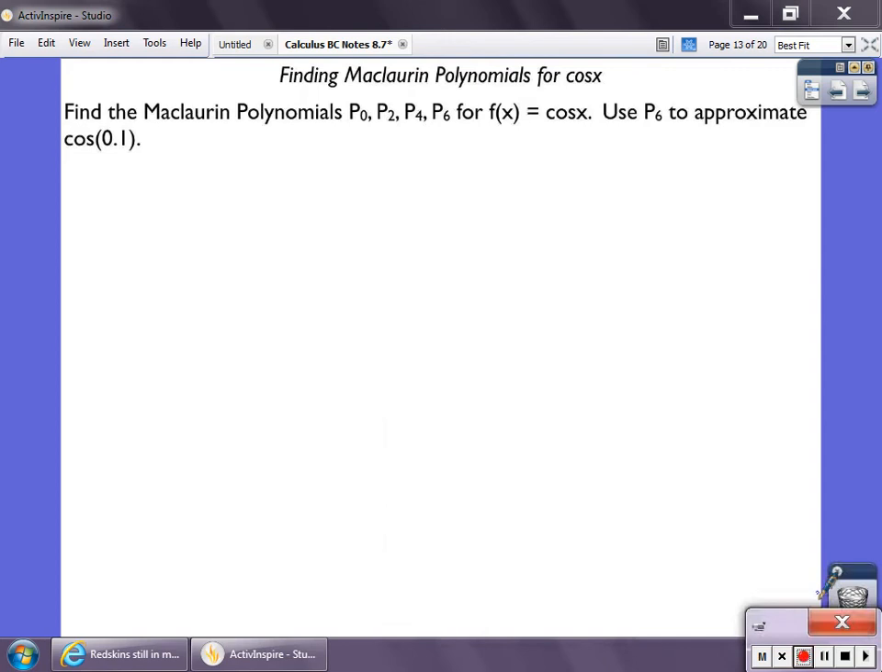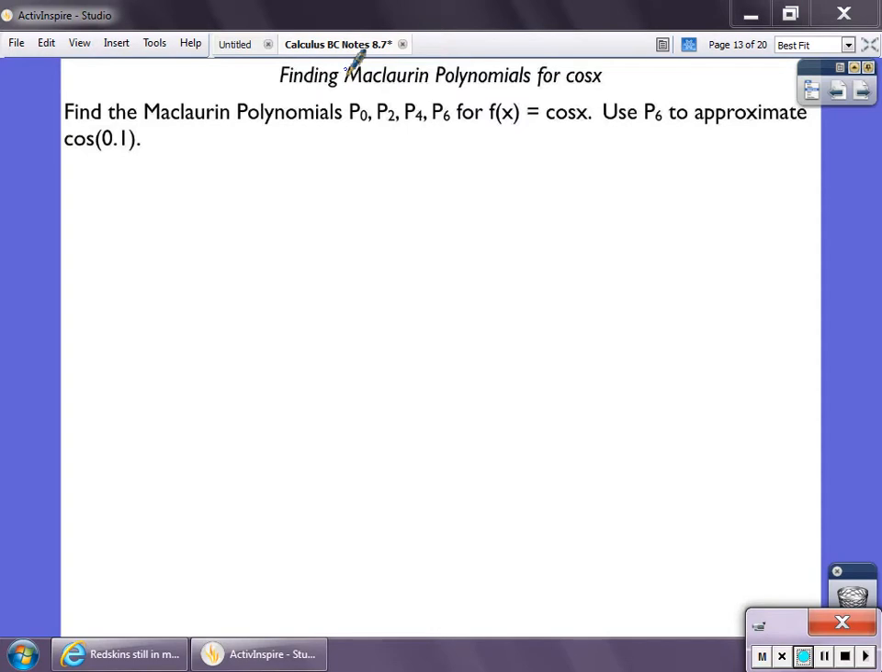Okay, so find the Maclaurin polynomials, p sub 0, p sub 2, p sub 4, notice we're skipping some here, and p sub 6 for f of x is cosine x, and we're going to use p sub 6 to approximate the cosine of 0.1. First of all, a couple things to keep in mind. This is a Maclaurin polynomial, so automatically we know that our polynomial is going to be centered or expanded about c or x equals 0. That's a really, really important thing to keep in mind.